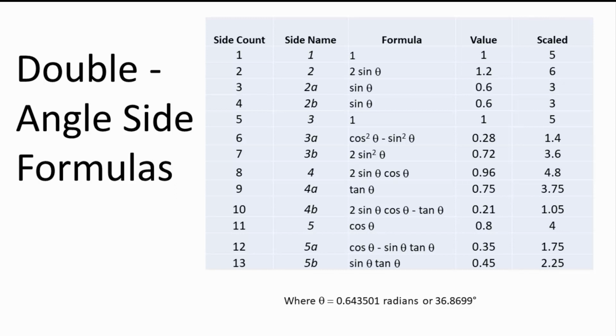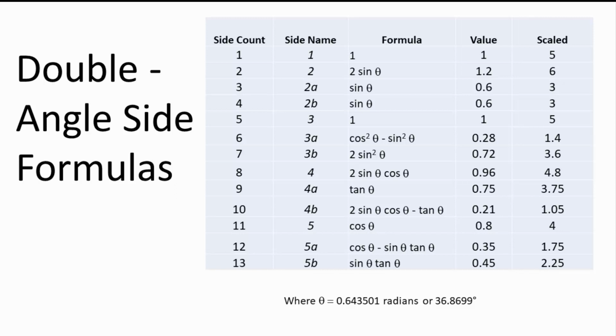Our next step is to apply the theta value given at the beginning of the video, which was 36.8699 degrees, or if you like radians, 0.643501 radians. You then apply that to the formulas given and you get the value column. And I always like reminding myself that usually right triangles don't have hypotenuse equal to 1, so these values need to be scaled based on the actual value of the hypotenuse, which in this case was 5.